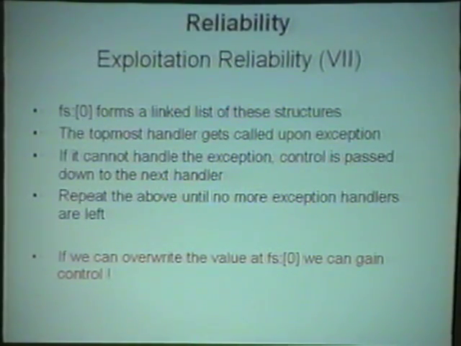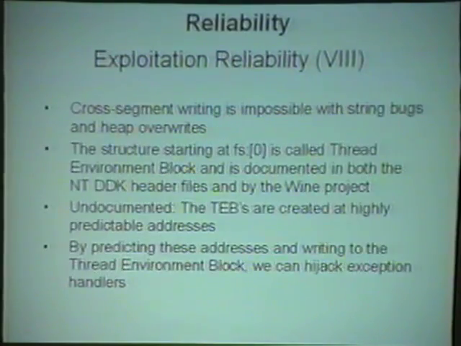I mentioned fs:0 forms a linked list of these structures. We go through the entire chain of handlers, and if we can override the value at fs:0 and make it point to a structure we have supplied, then we're in. Of course, we have to trigger an exception afterwards, but triggering an exception is not always a hard thing to do. Now, we have a few problems here.